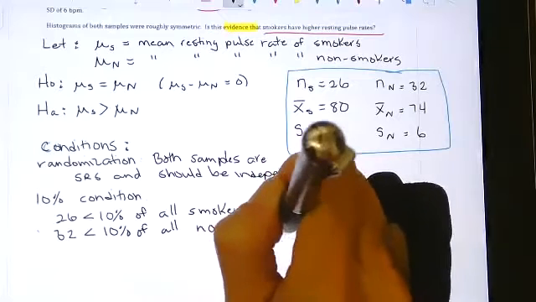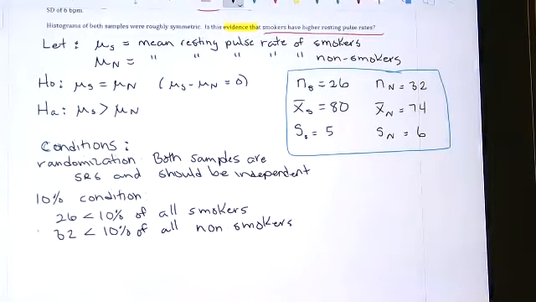You do have to write that all out. You can't just say 10% condition, check. You got to actually write down what you checked.